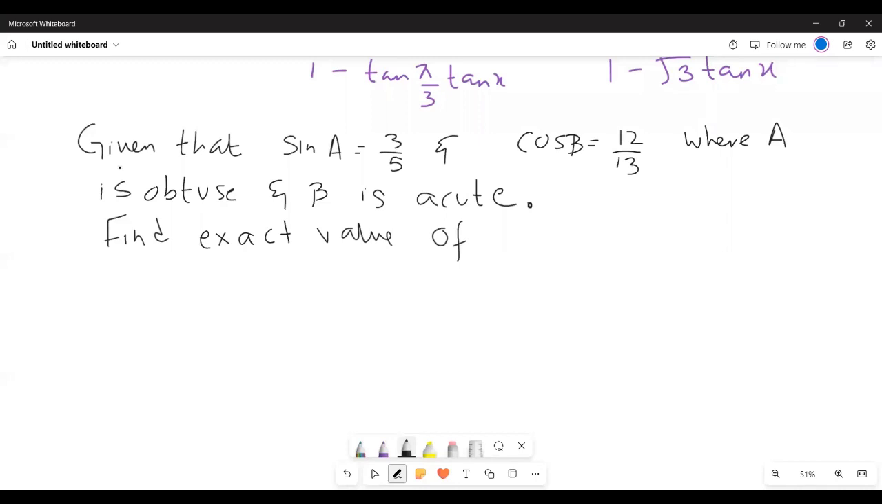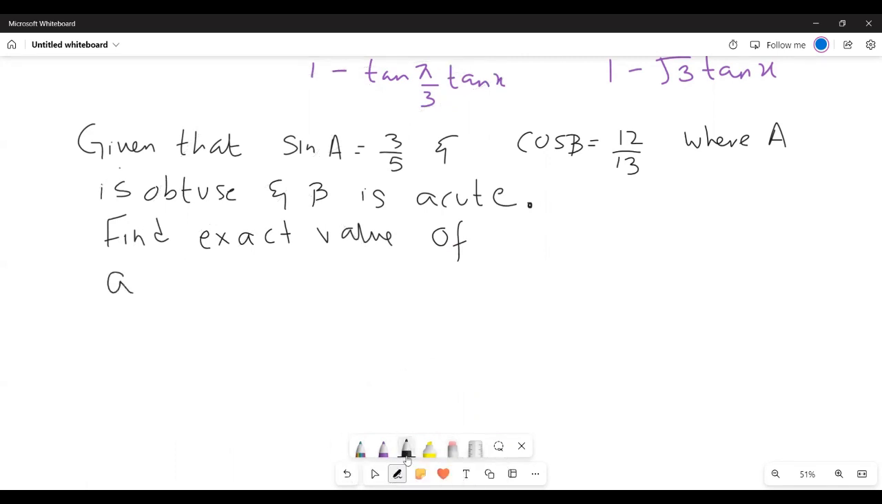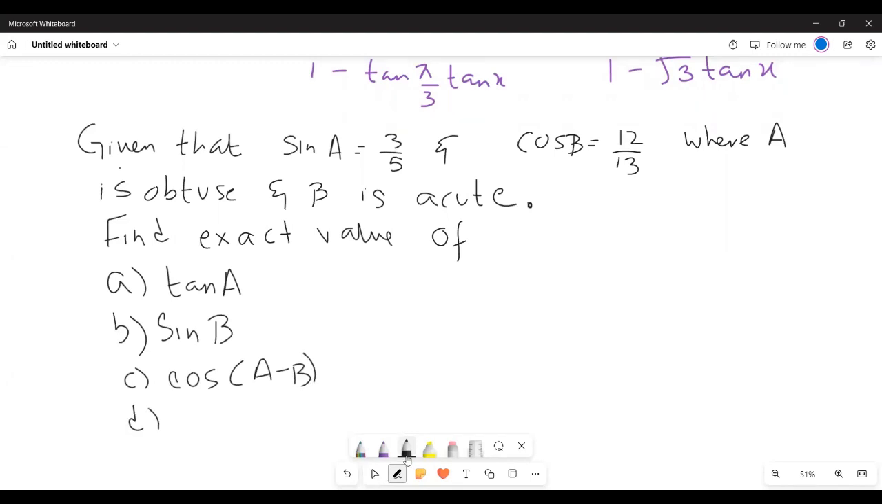Okay. Given that sin A equals 3 by 5, cos B equals 12 by 13, where A is obtuse and B is acute, find the exact values of: part A, tan A; part B, sin B; part C, cos of A minus B; and part D, tan of A plus B.